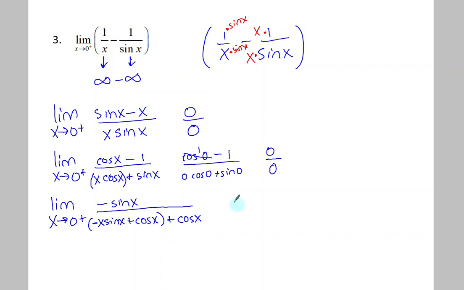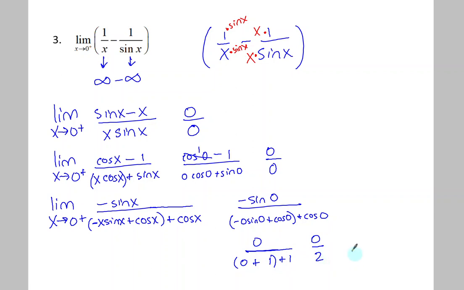Now I try my direct substitution. Negative sine of 0 over negative 0 times sine 0 plus cosine 0 plus cosine 0. Sine of 0 is 0. This part, 0 plus cosine 0, is 1, plus 1. So I have 0 divided by 2, which does equal a valid number, 0. I have now found my limit.